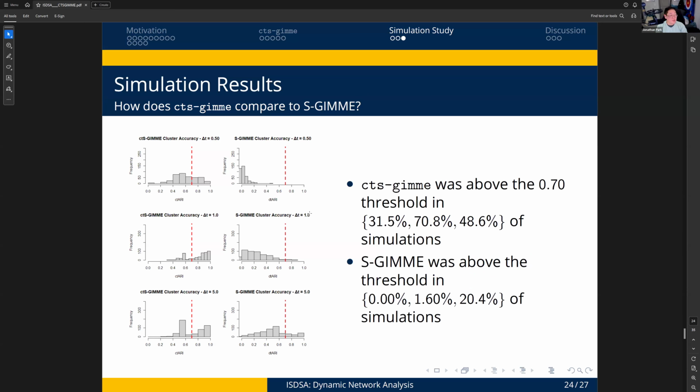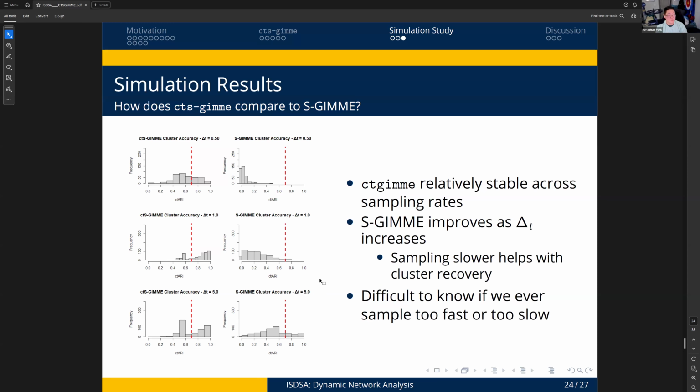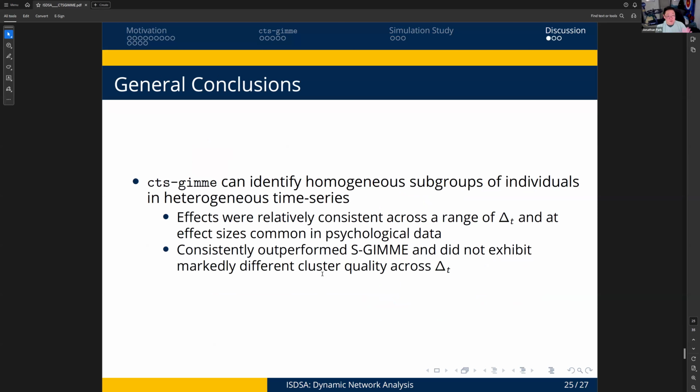To put this in another way, we're basically just looking at how many of the Monte Carlo replications were above this 0.7 threshold. And we see that about 30%, 70%, and about 50% were above the threshold for continuous time gimme, whereas for sgimme, 0%, 1%, and 20% were above the threshold. So continuous time gimme is consistently overperforming compared to discrete time gimme in terms of identification of subgroups with relatively weak effect sizes. So just some general conclusions.